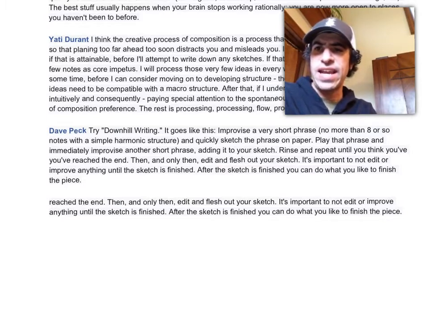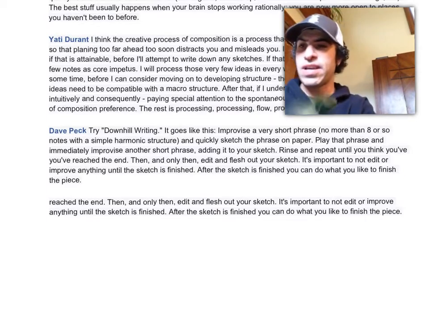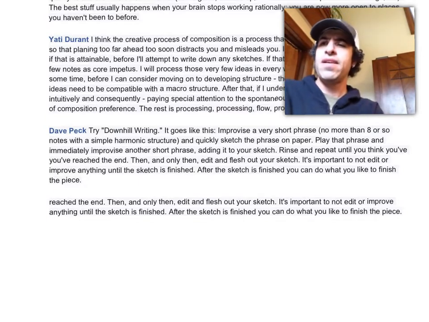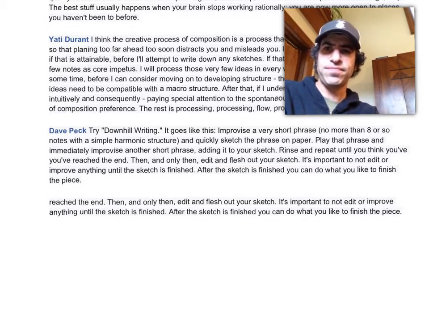Then, and only then, edit and flesh out your sketch. It's important not to edit or improvise anything until the sketch is finished. And after the sketch is finished, you can do what you like to finish the piece. That thing just got copied there. Anyway, this is more along the lines of sketches and adding things, and this is more of an idea of writing for jazz, I think.